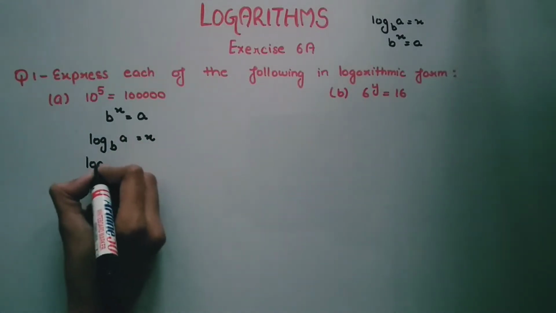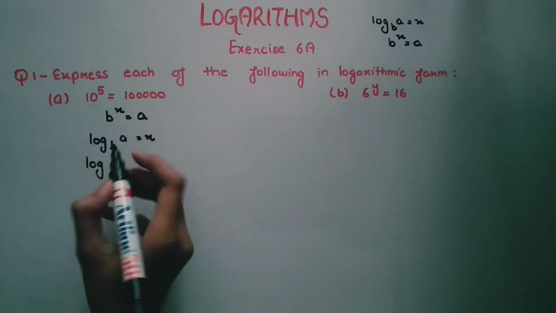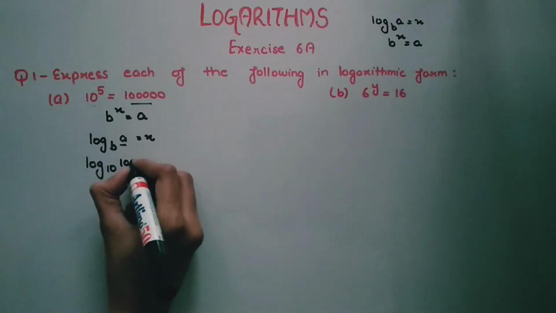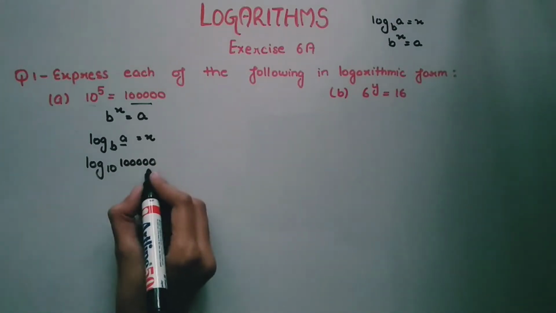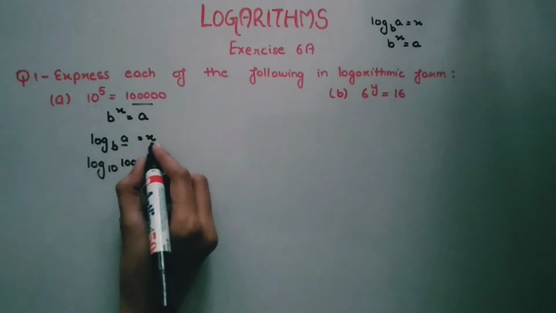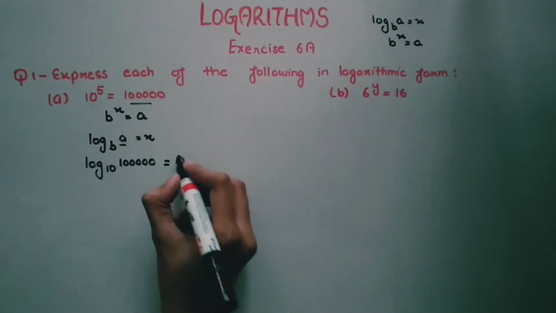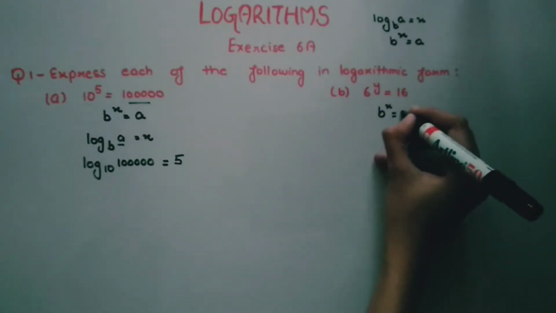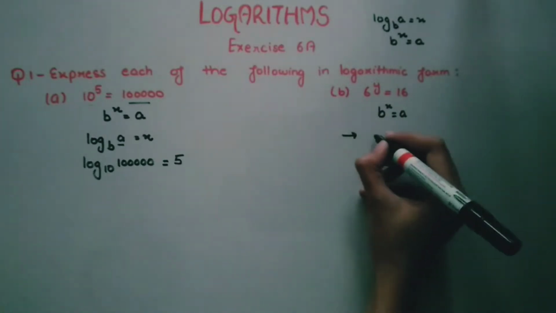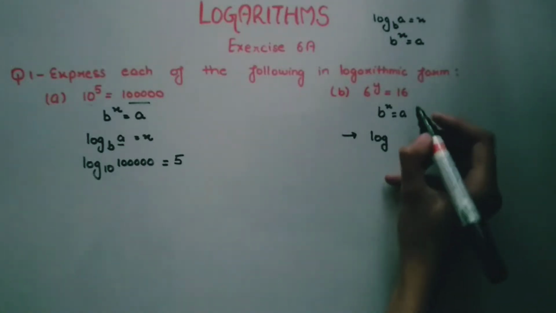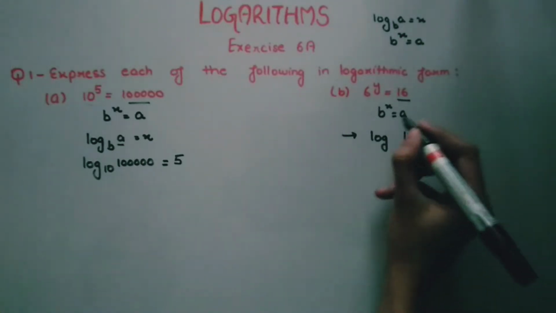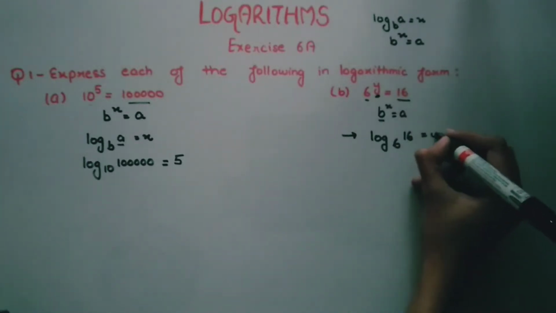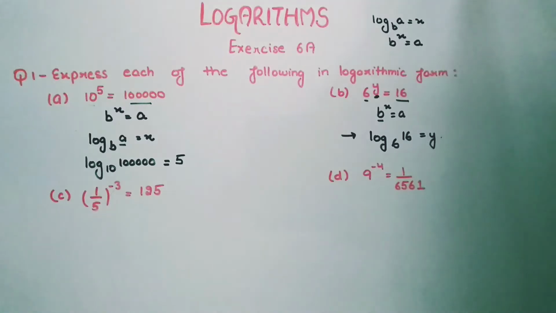We have b as 10, that is base 10. A we have is 1 lakh, so log of 1 lakh to the base 10 is equal to x, which we have is 5. Similarly here we have the form b raised to power x that is a. We will change it into the logarithm form, log of a, which we have is 16, to the base b, that is 6, that is equal to x, that is y. This is the logarithm form.